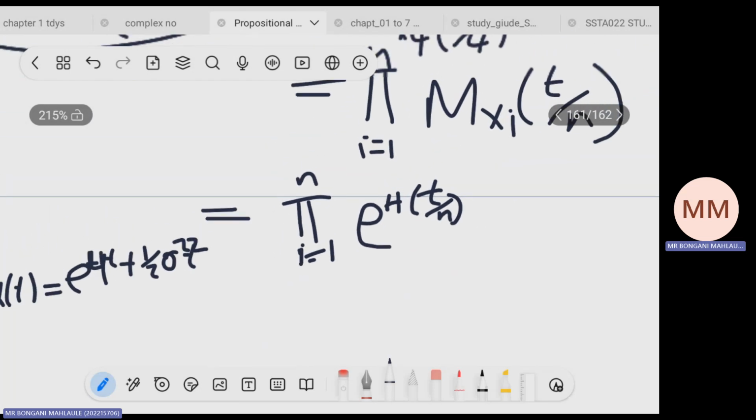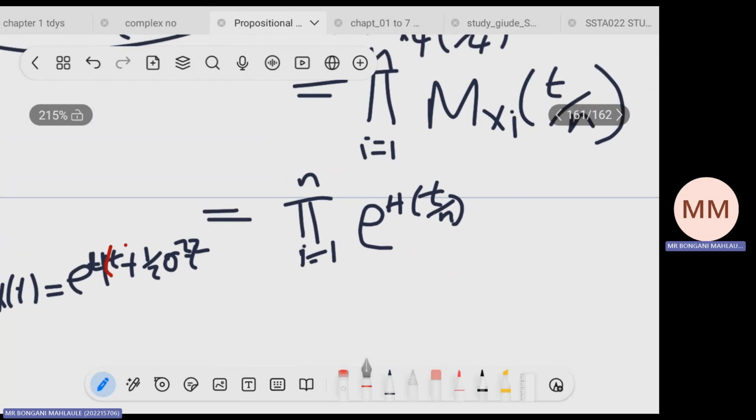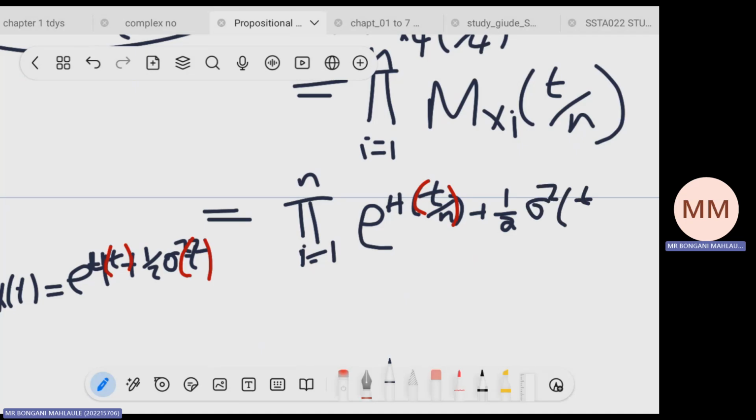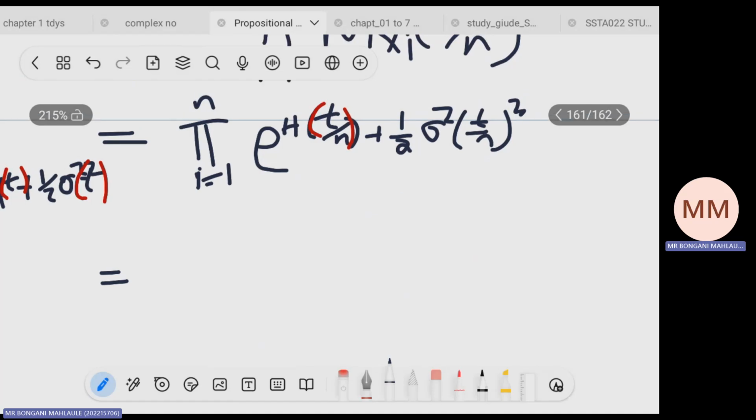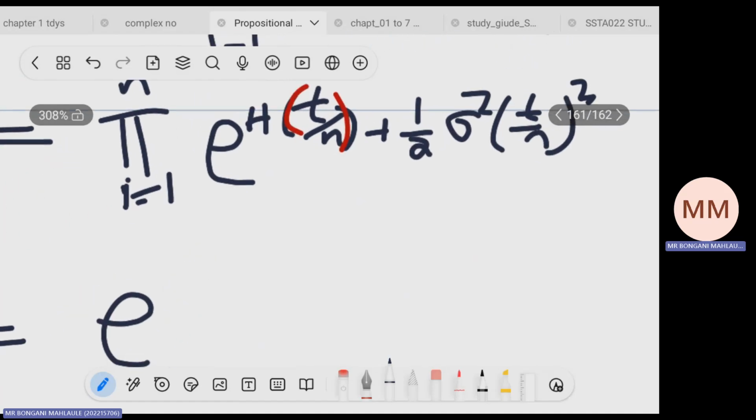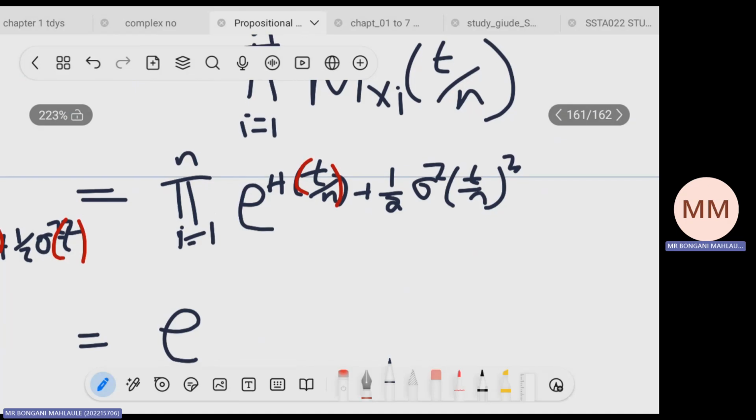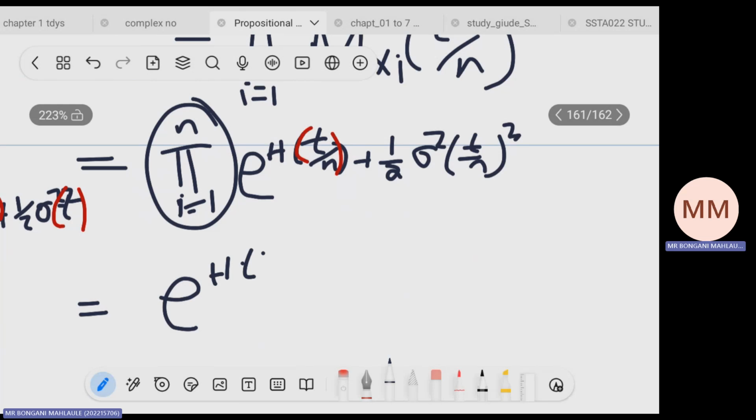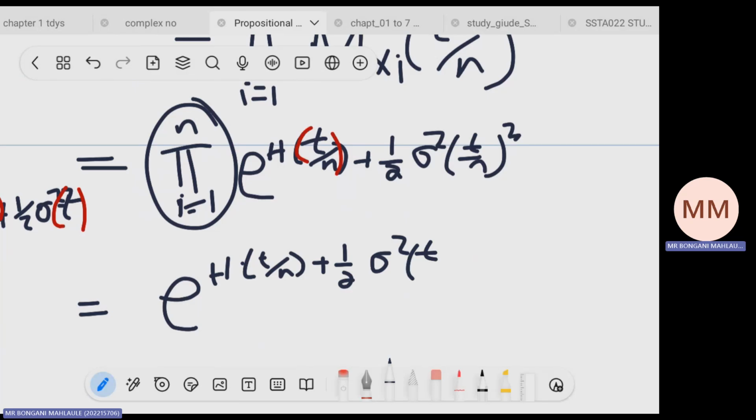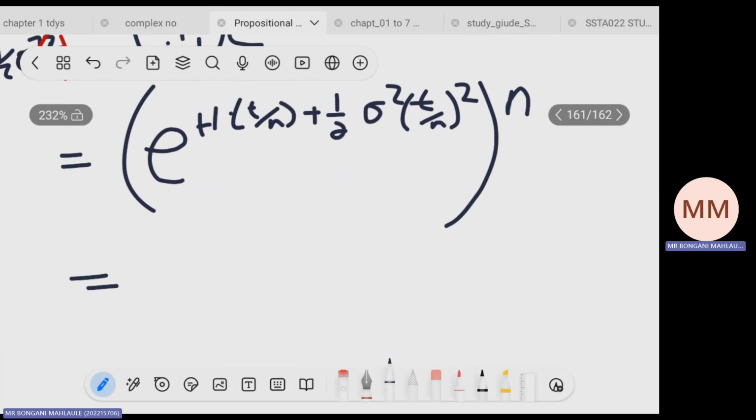Where there is t, we're going to replace it with t over n. So then this will be plus 1 over 2 sigma squared, t over n, all squared. Then you simplify this. This will be the same as Euler. And now, we're going to remove this by putting it all to exponent n. That's how you remove it. So this will be all to exponent n. Then you distribute this.